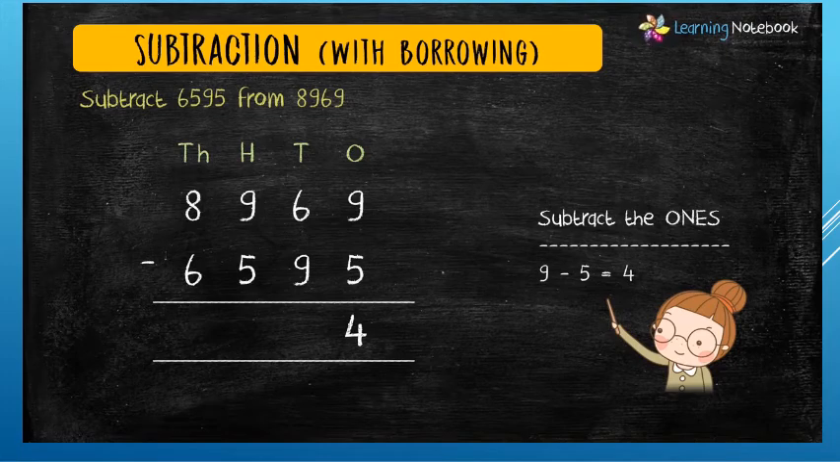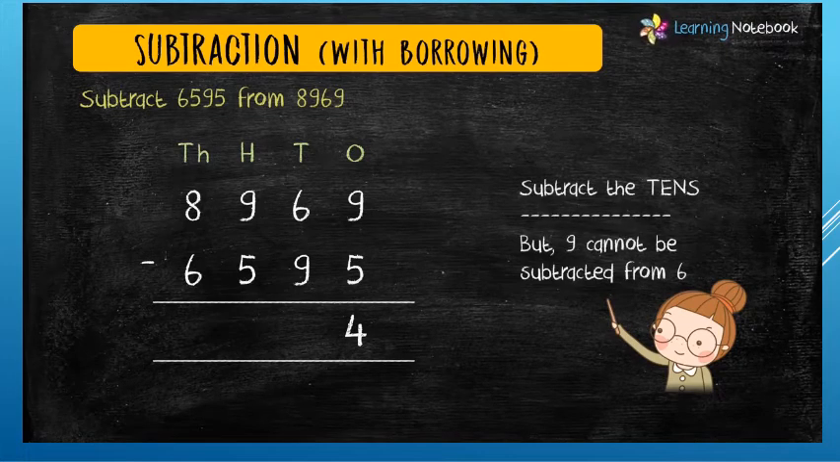Next, subtract the digits at tens place. But 9 is bigger than 6. So 9 cannot be subtracted from 6. So we will borrow 1 from 9. So 9 becomes 8 and 6 becomes 16. Students, now we can easily subtract the digits at tens place. 16 minus 9 equals 7.